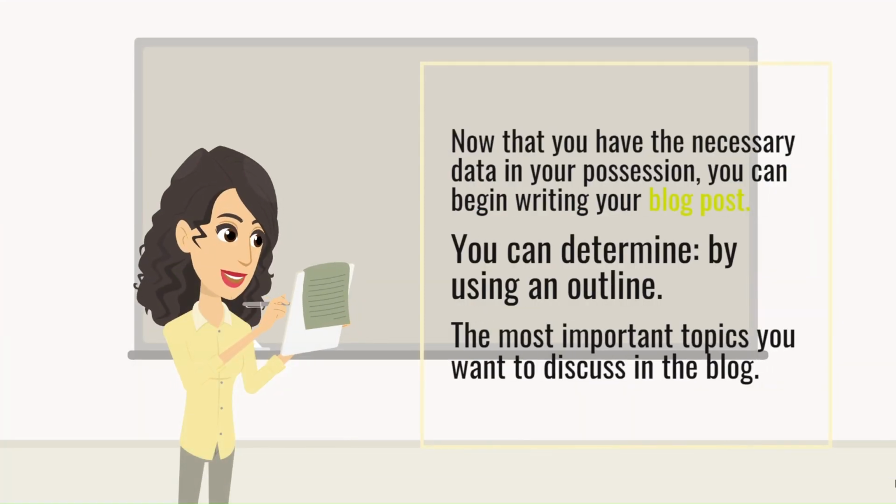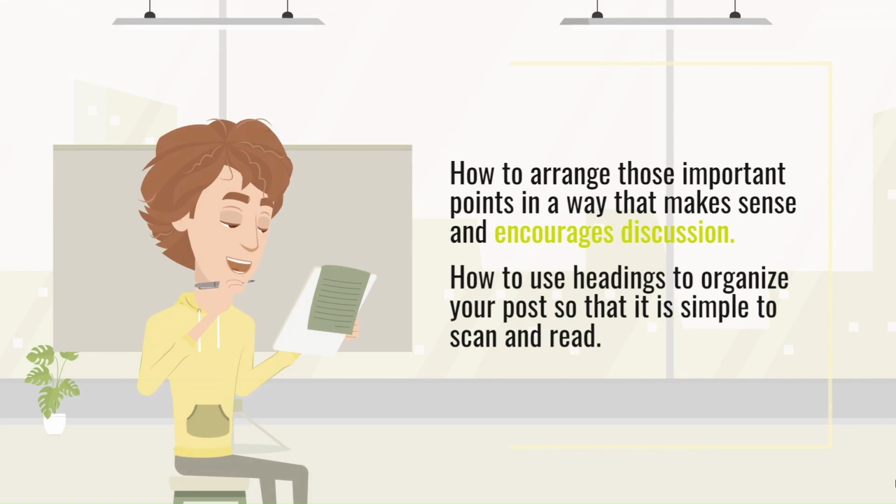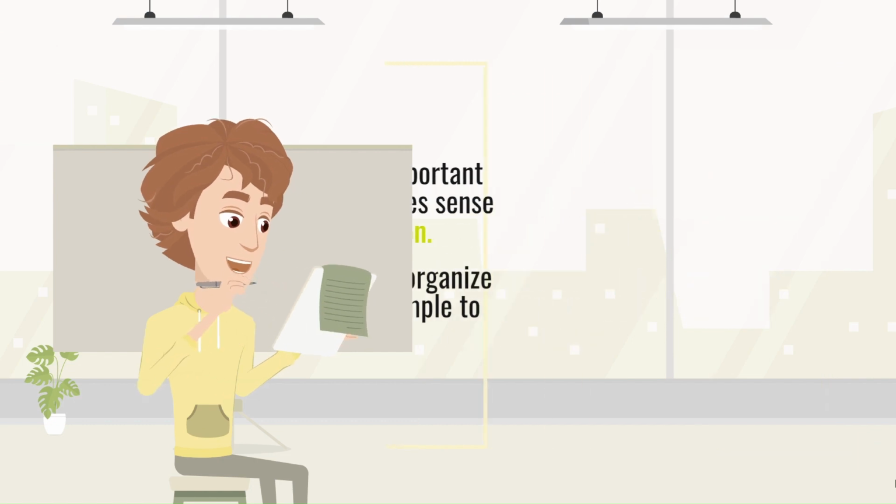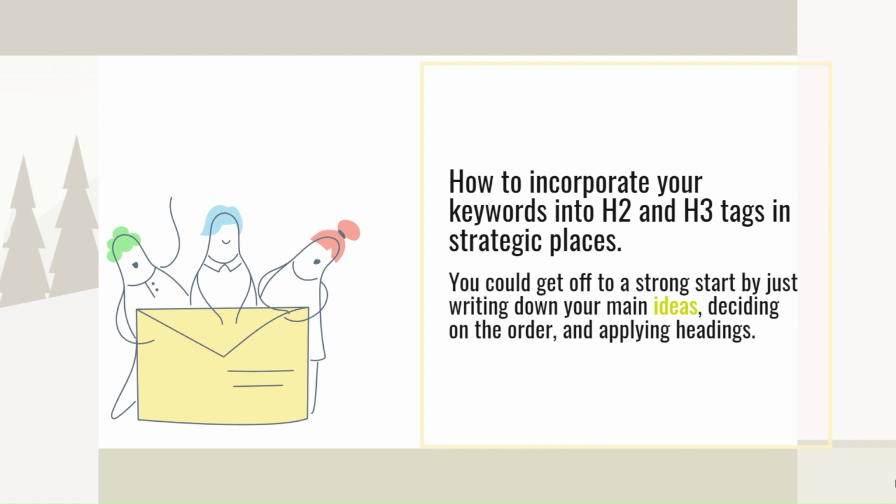Now that you have the necessary data in your possession, you can begin writing your blog post. You can determine, by using an outline, the most important topics you want to discuss in the blog. How to arrange those important points in a way that makes sense and encourages discussion. How to use headings to organize your post so that it is simple to scan and read. How to incorporate your keywords into H2 and H3 tags in strategic places. You could get off to a strong start by just writing down your main ideas, deciding on the order, and applying headings.